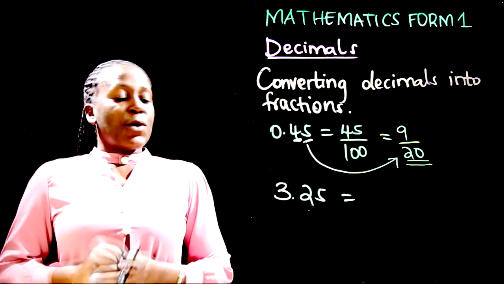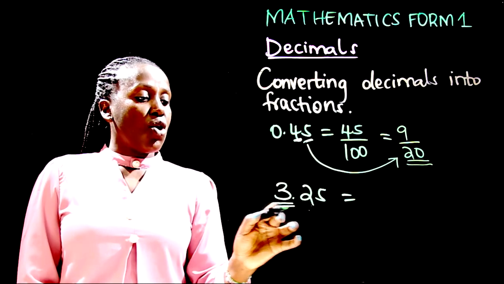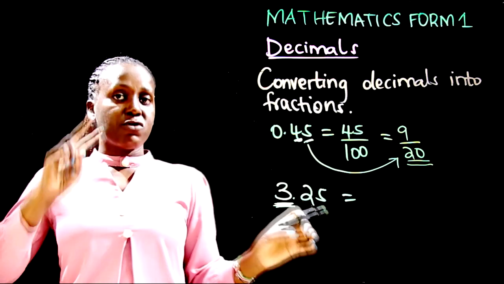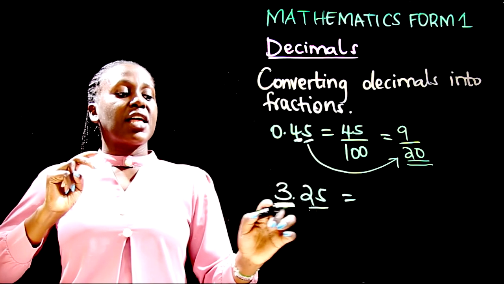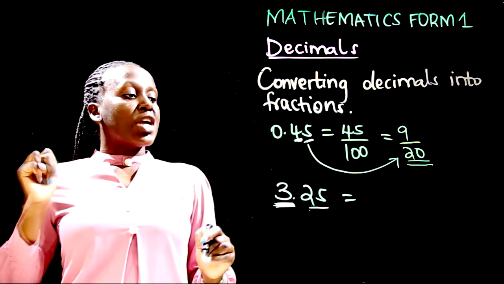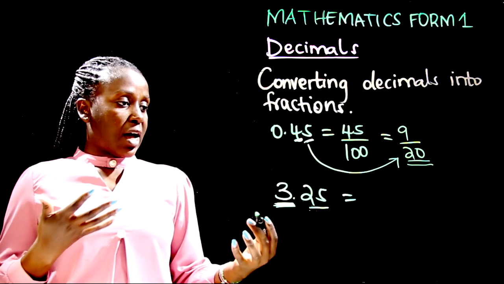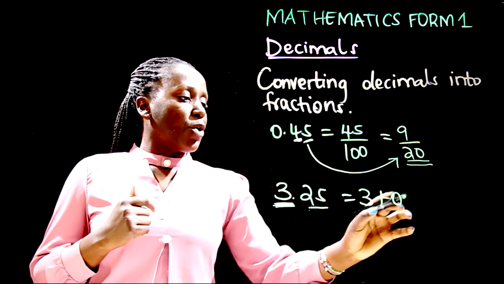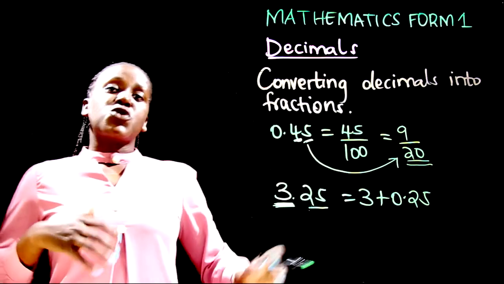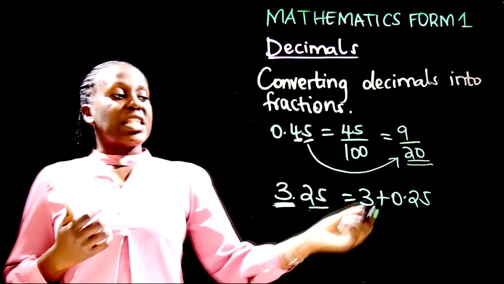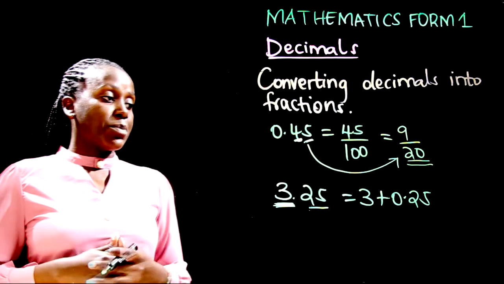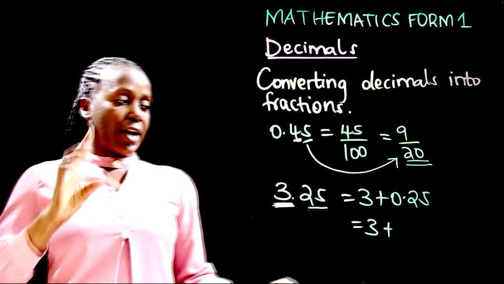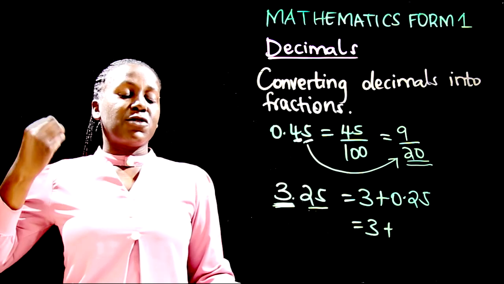3.25. Now notice that here we have a whole number. Remember we said that in a decimal we have 2 parts, the fractional part and then the whole number part. So in this case, this number can be broken down into 3 as a whole number plus 0.25. So what we need to express as a fraction? The 0.25, because that is what represents the fractional part. So this will be equal to 3 plus, again, what do we do? Count the number of the decimal places.